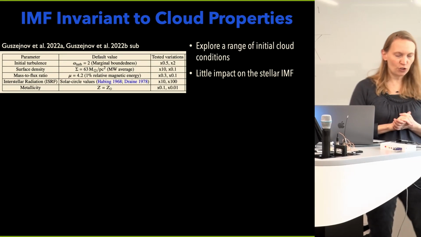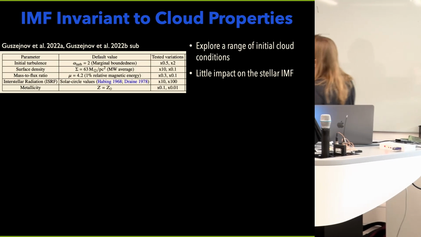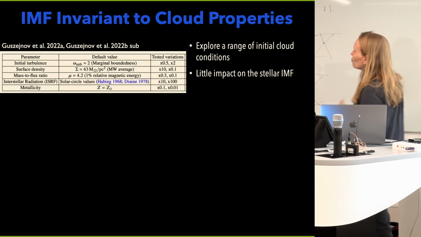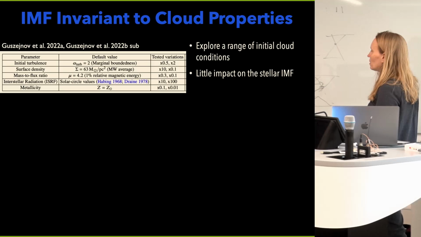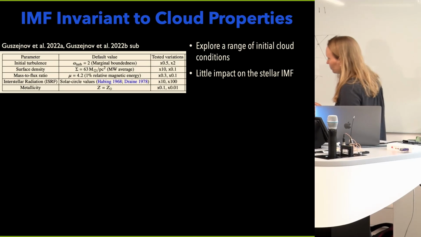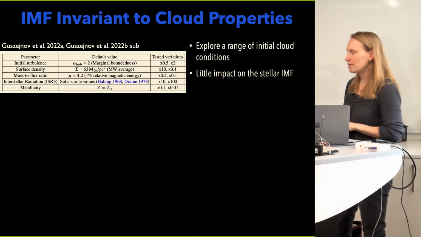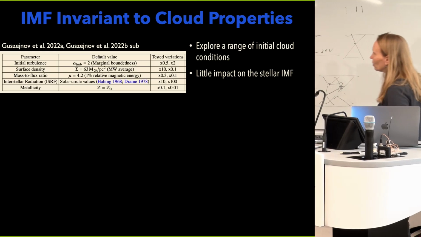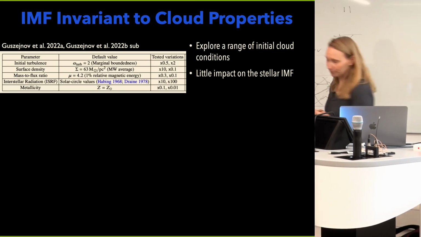But in the StarForge suite, we looked at a huge range of properties. We looked at different Vero parameters. The fiducial one was 2. We looked at different surface densities for these star-forming regions, different magnetic fields, mass to flux ratio, different initial stellar radiation fields, so the local environment, say, versus a high radiative environment, which might be more applicable closer to the galactic center, and different metallicity by a factor of 100.